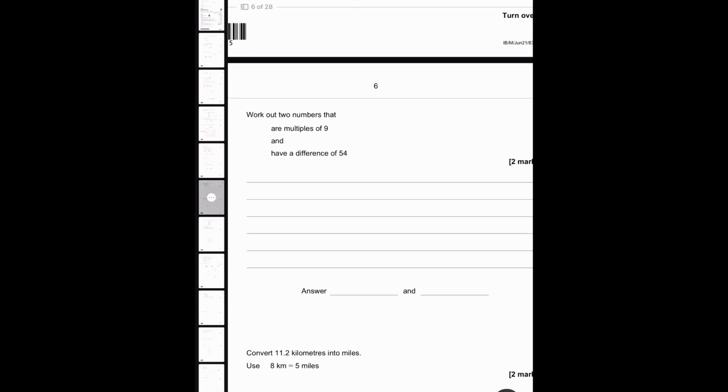Question 9 is asking us to work out two numbers that are both multiples of 9 and have a difference of 54. If we are looking at multiples of 9, this means it must be in the 9 times table, so let's start with the number 9. A difference of 54 means we must be adding 54 to our number. When we do this, we get 63. 63 is in the 9 times table, so now we have our two numbers, 9 and 63.